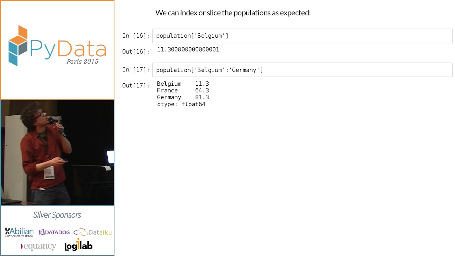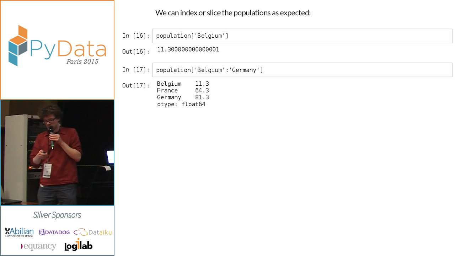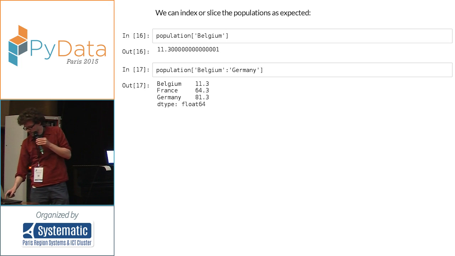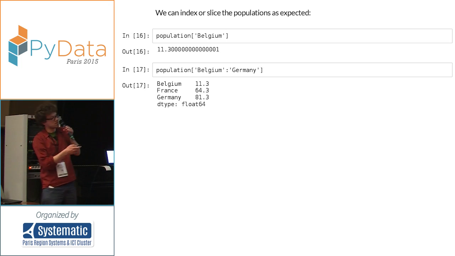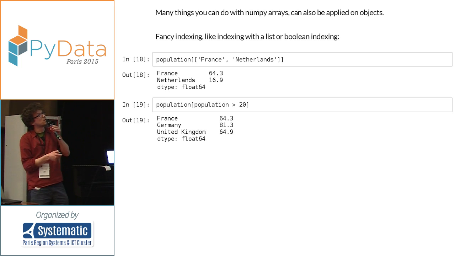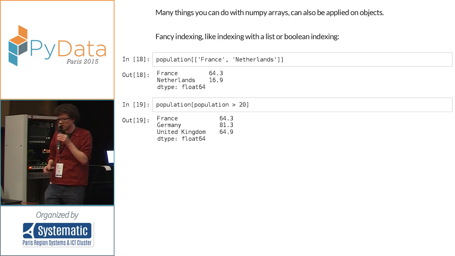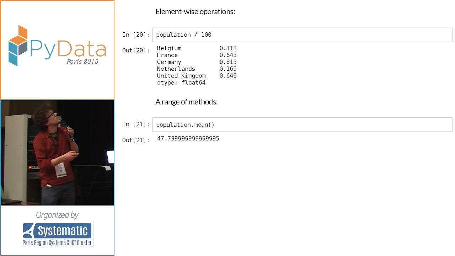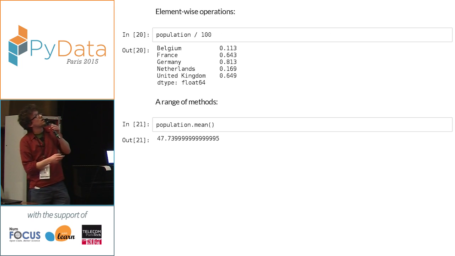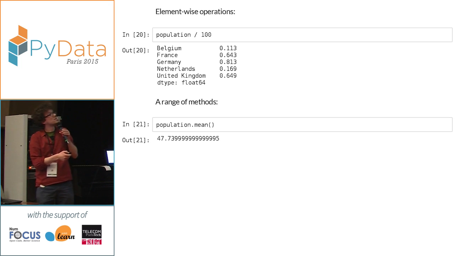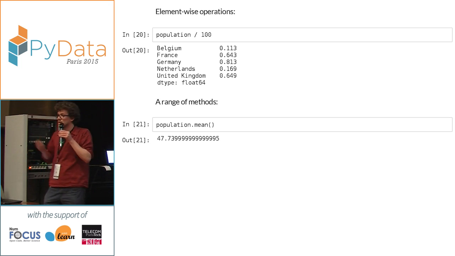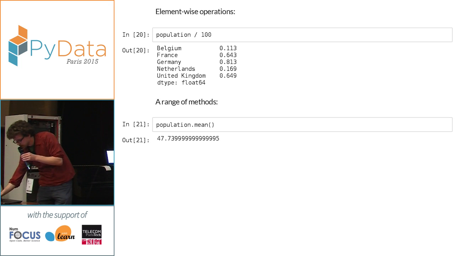Also, more advanced indexing, not really advanced, but you can slice, you can index with lists, you can index with Boolean indexing, and things like that. For the rest also, you have the element-wise operations. You have a lot of methods, just like on NumPy arrays. Think of the mean, median, standard deviation, all the standard methods.